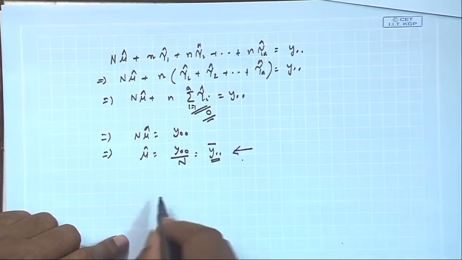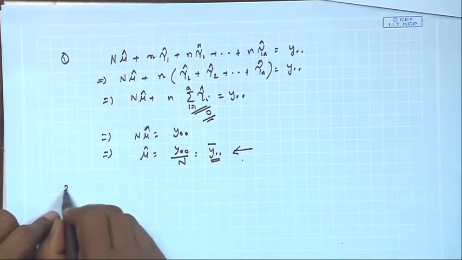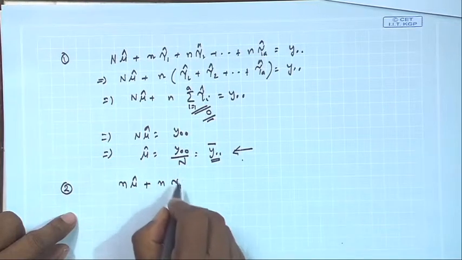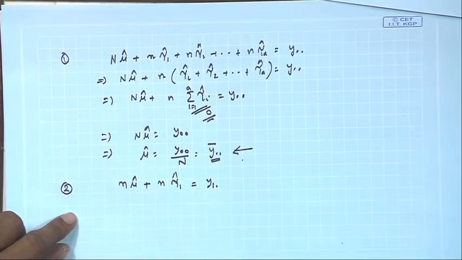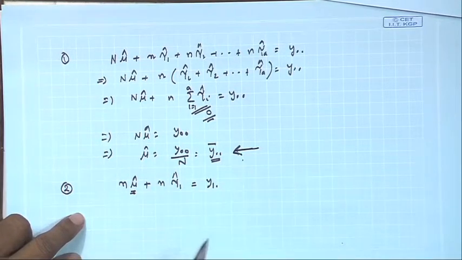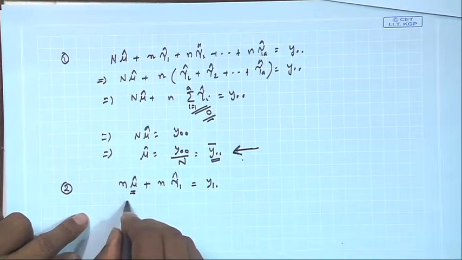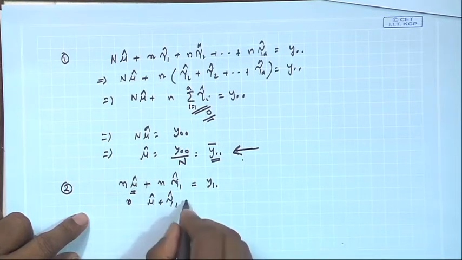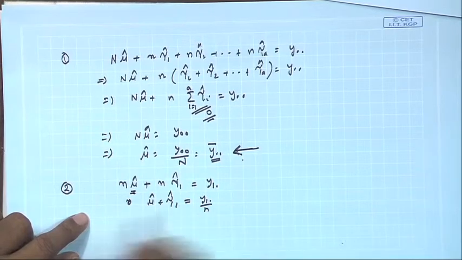Now if I take the second equation, this is my first equation, then the second normal equation is n mu cap plus n tau 1 cap equal to y 1 dot. Mu cap is known because mu cap is already estimated. So if I write this now, mu cap plus tau 1 cap equal to y 1 dot by n, this is nothing but y 1 dot average.